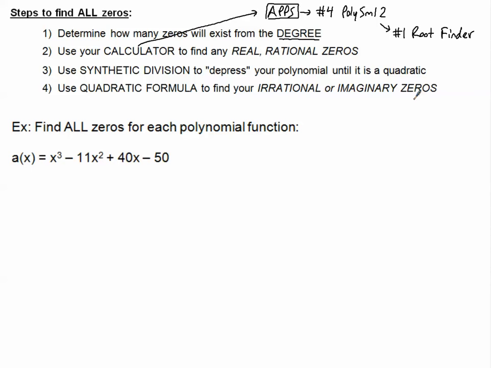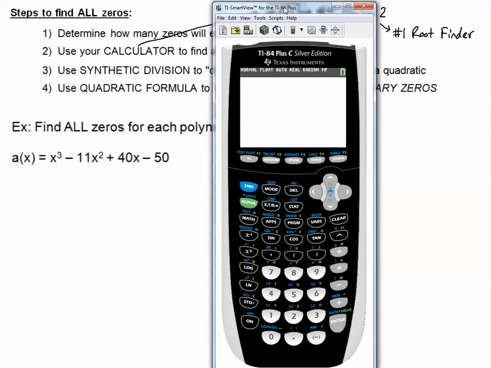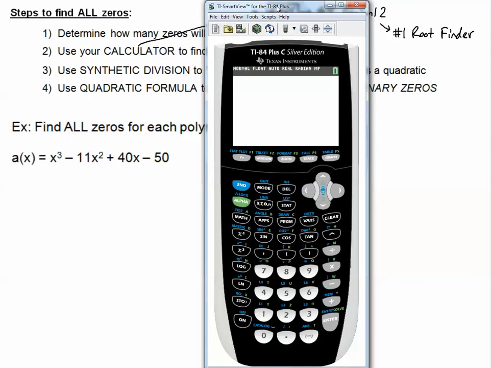Okay, so let's go through that process with our first one, a of x. It's a cubic, so I'm going to plug this into the calculator. First of all, I know that there's going to be 3 solutions because it's a cubic. So let's open up our calculators. If you don't have a calculator, go grab one, pause the video, and go get your calculator so that you can follow along. We need to push the apps button.